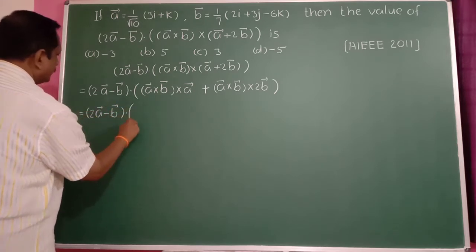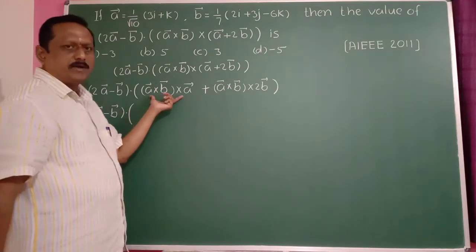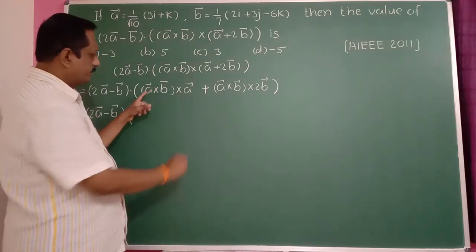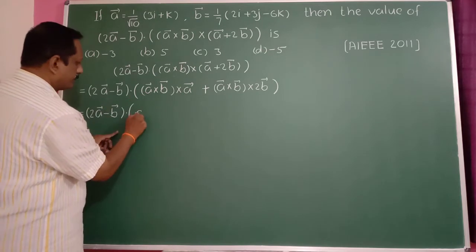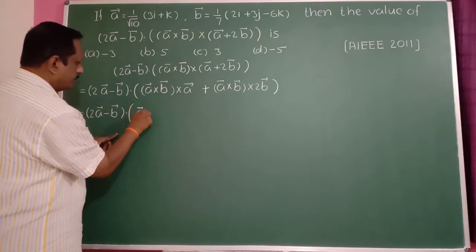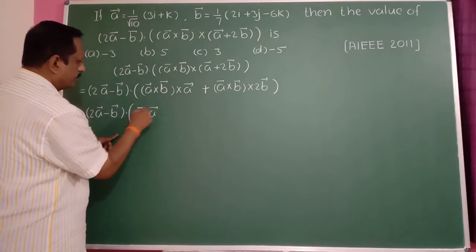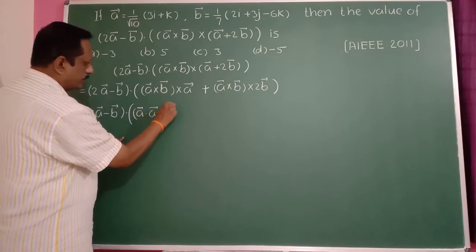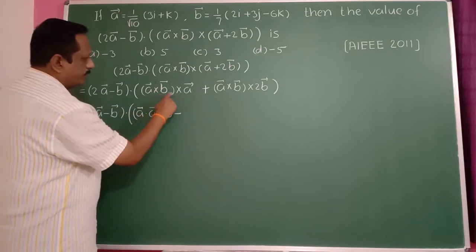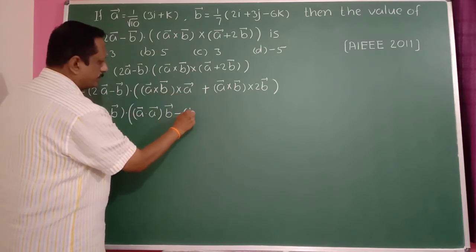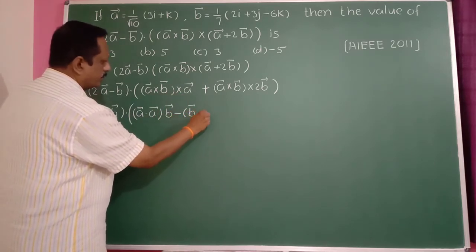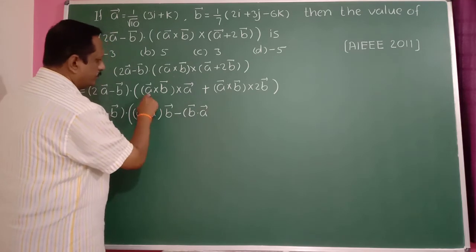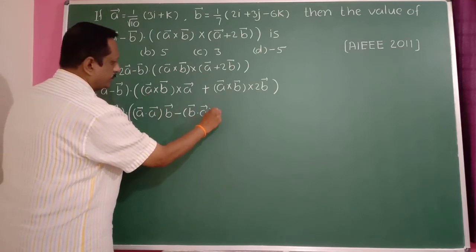Then dot of. Here use the vector triple product formula. So a bar dot a bar, a bar dot of a bar into vector b bar, minus of b bar dot a bar, b bar dot of a bar into vector a bar into a bar.